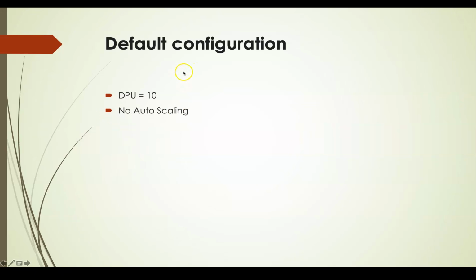Okay, so let's get started. What we're looking to do is the default configuration with no auto scaling, right? In a default configuration, it has 10 DPU and of course no auto scaling. Let me go to the AWS console and show you how the default configuration looks like and how I have built that Glue ETL job. Just give me 1 second.